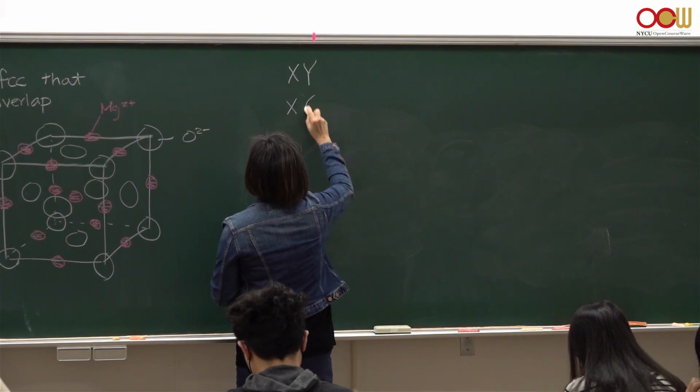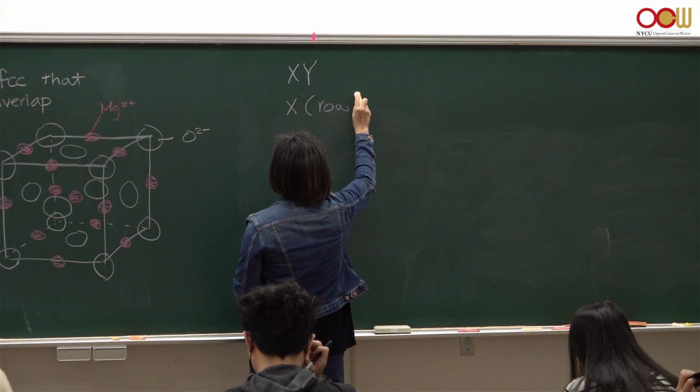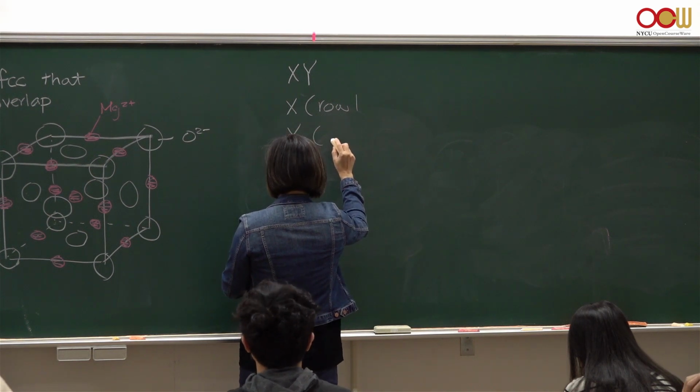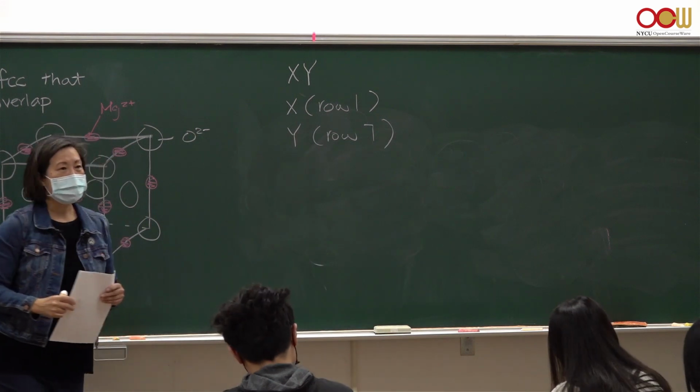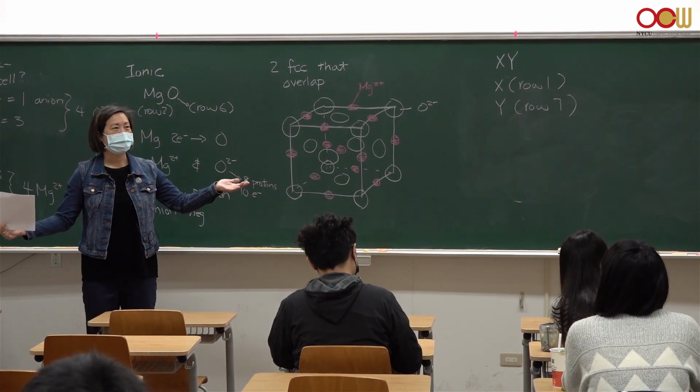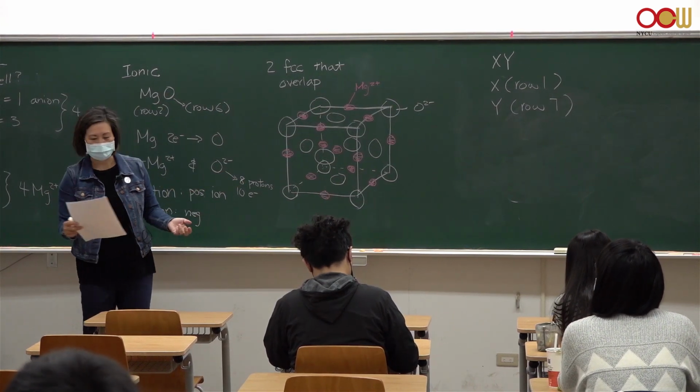So we have a hypothetical material XY. I'll tell you that X is in row 1 and Y is in row 7. So do you think this material will be ionically or covalently bonded? Most likely ionic, they're very far apart on the periodic table. They have very different electronegativities.